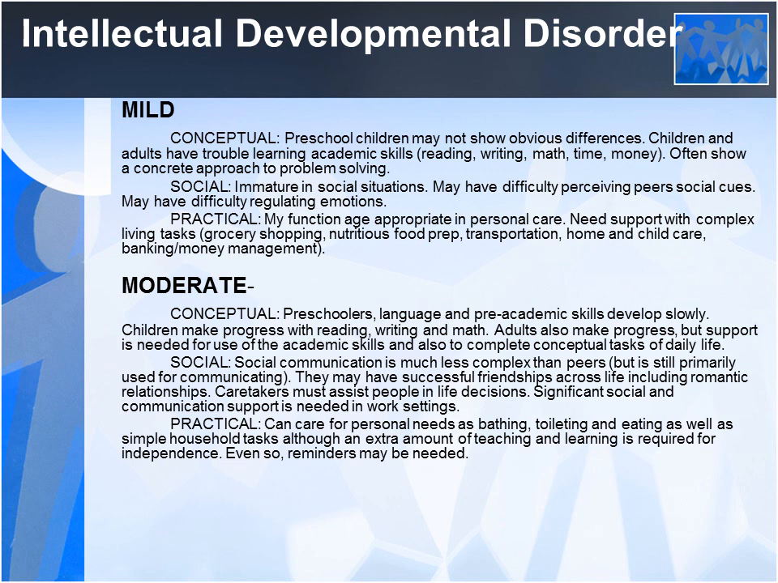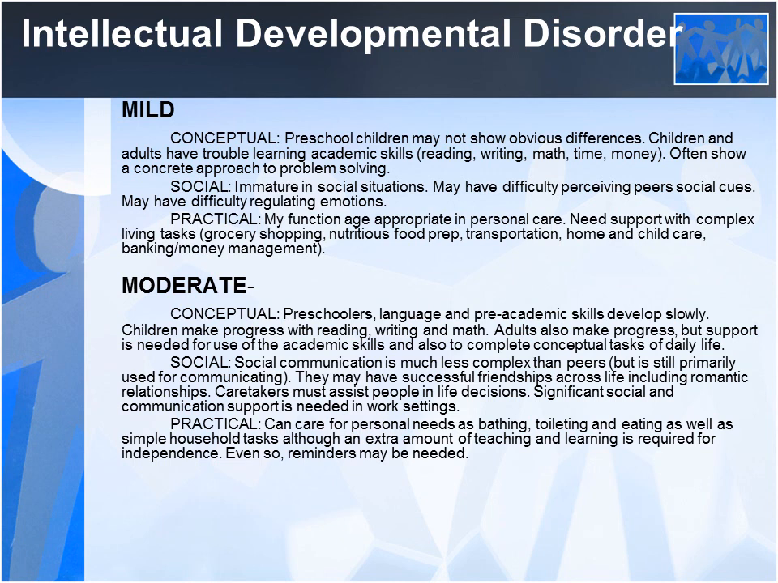Some of their practical skills: they may function with age-appropriate personal care skills. So your dressing, your toileting, those types of things may be appropriate, but they may need support with more complex living tasks. More complex living tasks may include grocery shopping, preparing nutritious foods, transportation, home management, maybe even caring for a child, banking and money management. So they're going to need some help with some of these things.